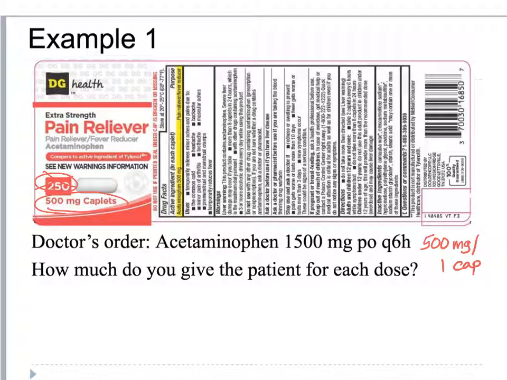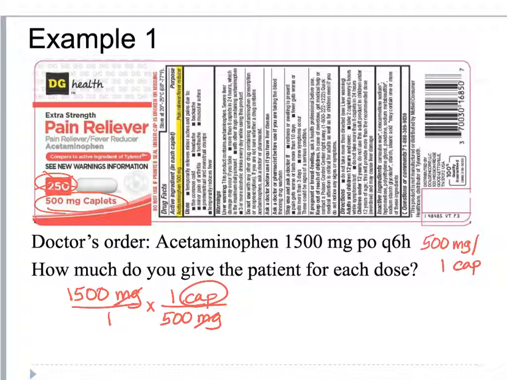So even though it doesn't give it to us as a ratio, we want to think of it as a ratio. So I'm going to start with what was ordered, which is 1500 milligrams. I'm going to put that over 1, and I want to convert milligrams to caplets because that's what I can actually give to the patient. So our strength is 500 milligrams per 1 caplet. So my milligrams are going to cancel, and I'm left with caplets. So I'm going to multiply the numerators, divide by the denominators. So I'm going to take 1500 divided by 500, which would give us 3 caplets.